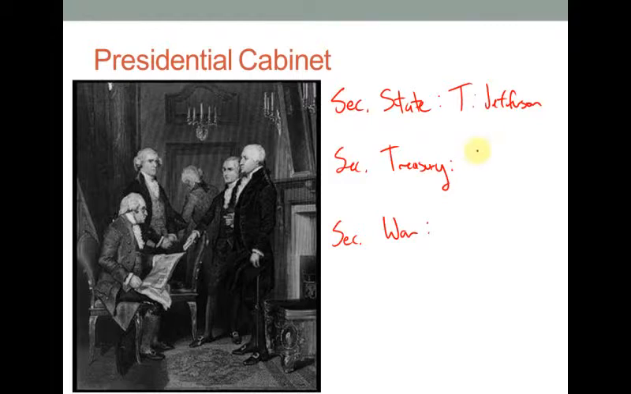Secretary of Treasury. Who is that? Madison. Not Madison. Alexander Hamilton. He will be Secretary of Treasury. And Secretary of War is going to be, anyone remember from 8th grade?